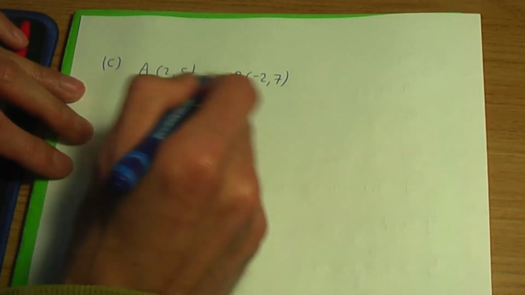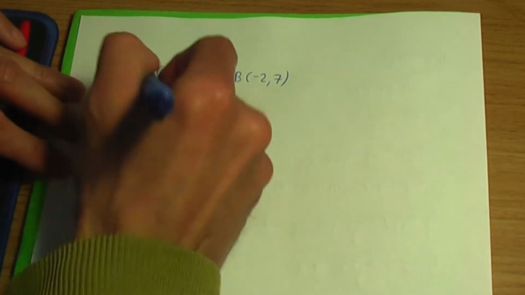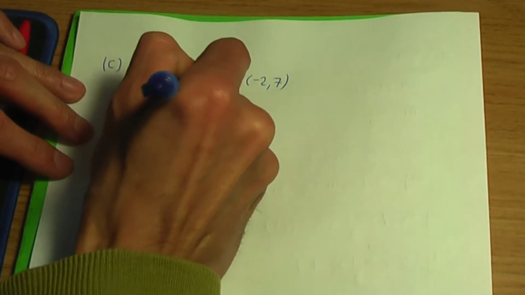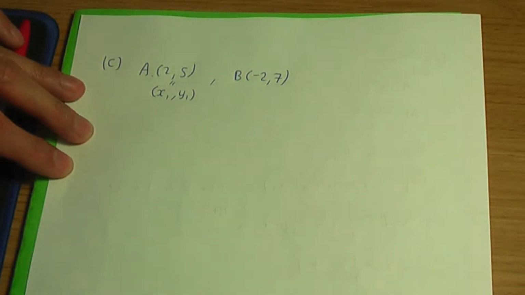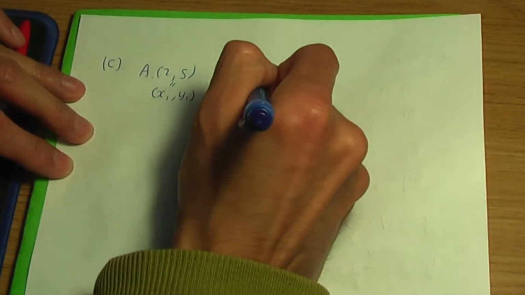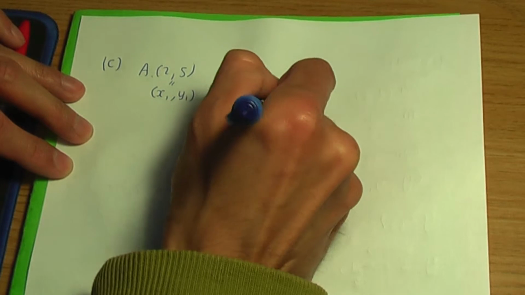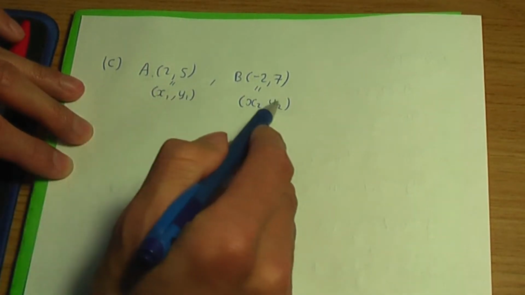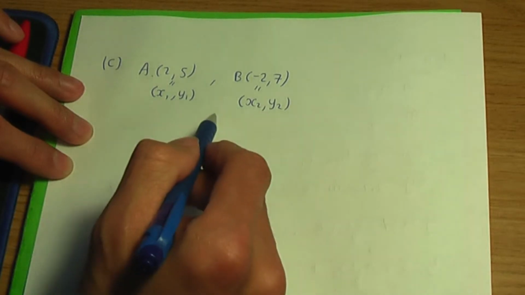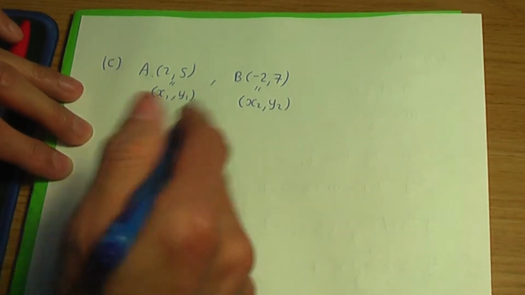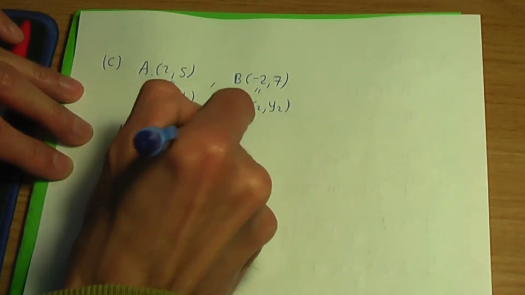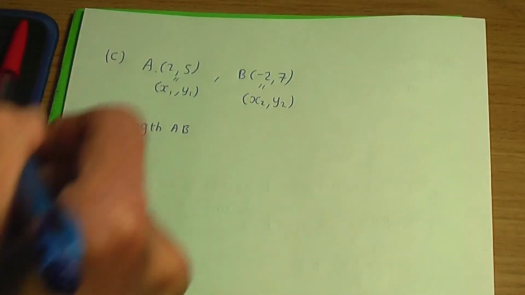So I've noted the coordinates of A and B. Let me name one of them, x1 and y1. So I'm going to name the coordinate A as x1, y1. I'm going to name the coordinate B x2, y2. And the reason for this is there is a formula to work out the length or the distance AB. So to work out the length or the distance AB, here's the formula.